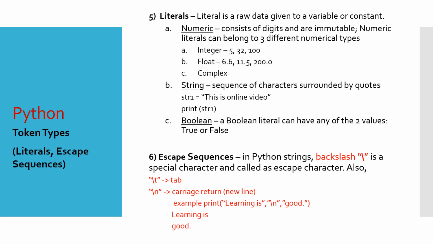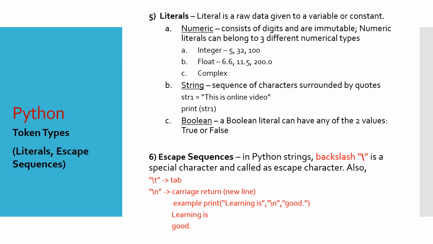Now the strings, very simple. We need strings because to put any statement, you need a string variable. The example I've shown is on str1. This is online video, and if you print that string, it will print as this is online video on your computer. And Boolean is very straightforward, it's either true or false. In the previous slide we saw an example about if expressions, where the answer can be true or false. Based on that, your programming logic will change. Hence Boolean is very important.